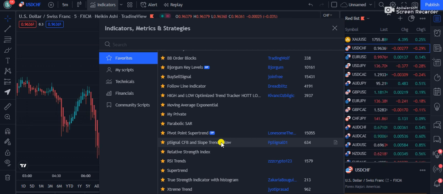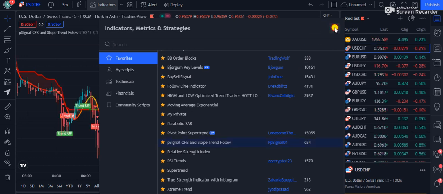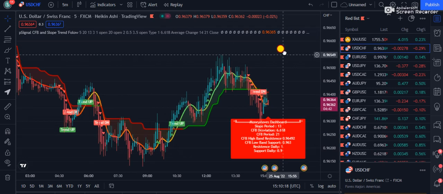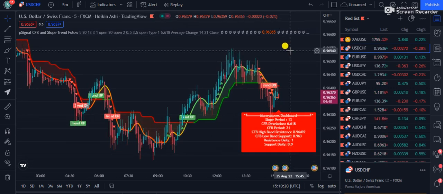So the first indicator that we will be using is P signal, CFB and slope trend follow, and please note that this is by PP signal 01 and only 634 traders have put this indicator into the favorites, right? So this is how the indicator looks on the screen. So we will do some major changes inside the indicator, but okay, let me guide you step by step how we need to make the change.